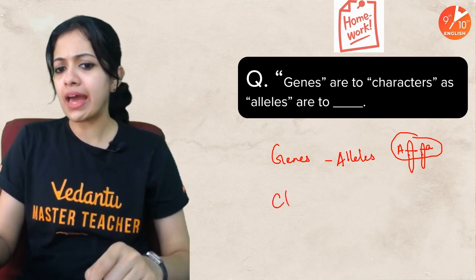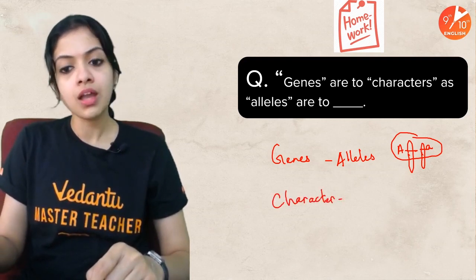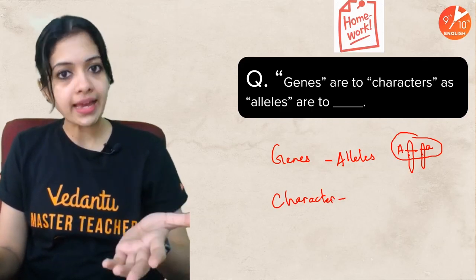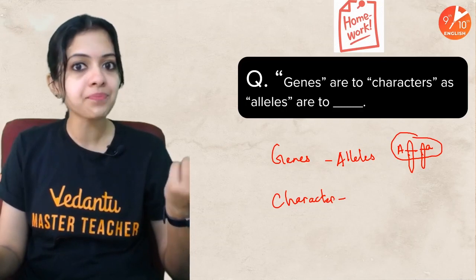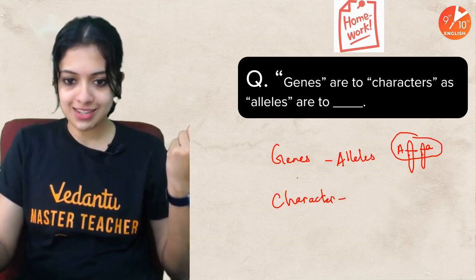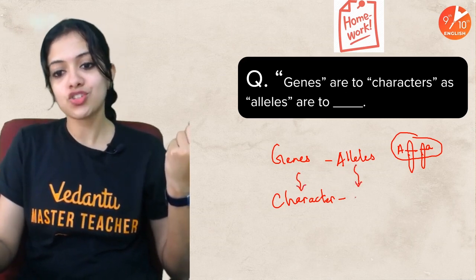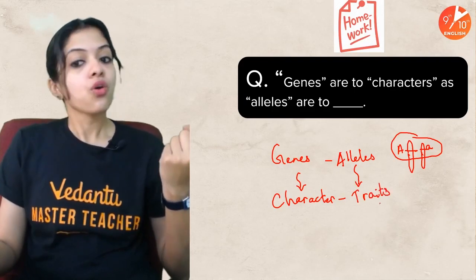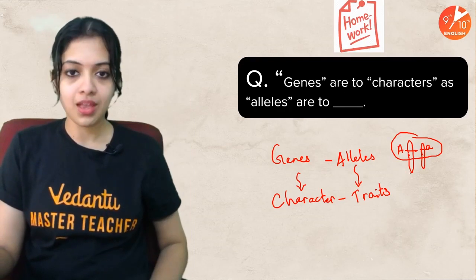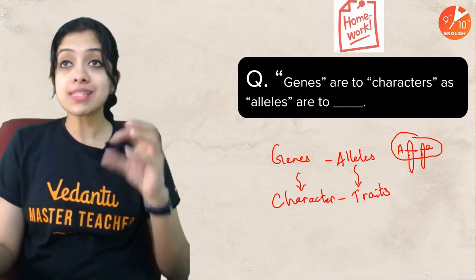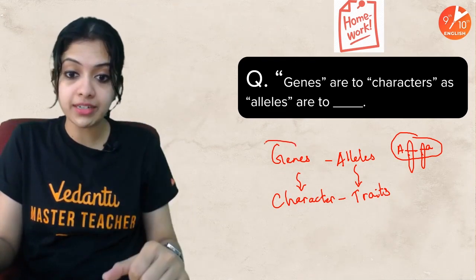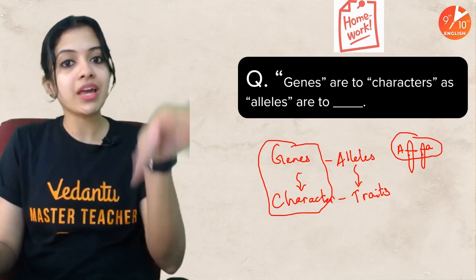Now, what about character? I told you that eye color is a character, whereas blue eye color or green eye color or brown eye color would all be traits of the character. So yes, genes are to characters as alleles are to traits. Why is it so? Because I would say the allele for blue eye color, and not the gene for blue eye color. I would say the gene for eye color, because gene is for character, more of a general term. These are two very general terms.